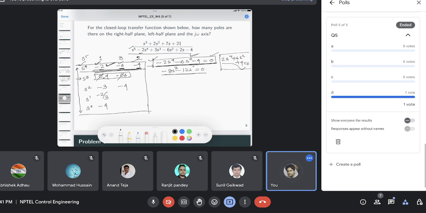So there is no sign change, which means there are no right half plane poles for this auxiliary polynomial, right? Is it clear? Okay, you compute this table. Is it clear till now?